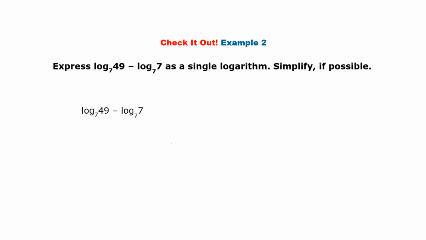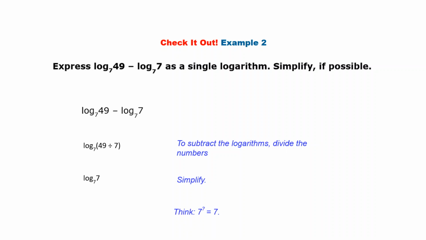All right, so the first thing we want to do to subtract the logarithms is divide the numbers. So we see that log base 7 of 49 divided by 7 is going to be 7. So we simplify and we have log base 7 of 7. So we have to think: 7 to the what power equals 7? I know that 7 to the first power equals 7.